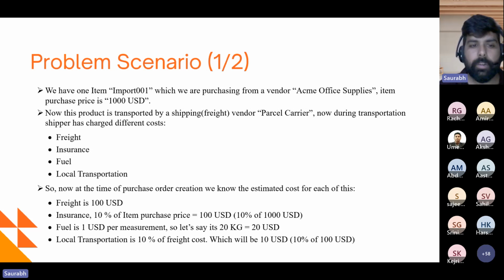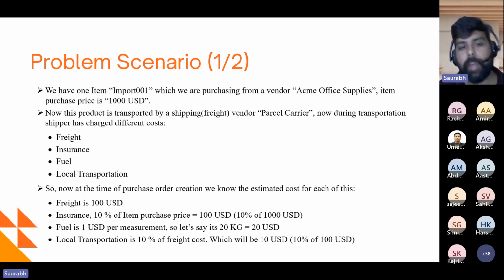Okay, now how should these costs be calculated? So let's say my freight cost is $100, right? And I want to set up my insurance as 10% of the item price, which is 1,000, 10%, which is $100 for me. Let's say fuel cost, I'm saying that it is $1 per measurement. So let's say the weight of my parcel or the product is 20 kg. So 20 kg, the measurement is kg, right? So that is going to be my fuel cost. So 20 kg, if I'm saying $1 per measurement, that means $20.